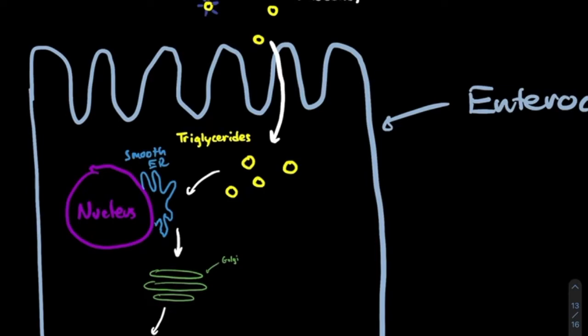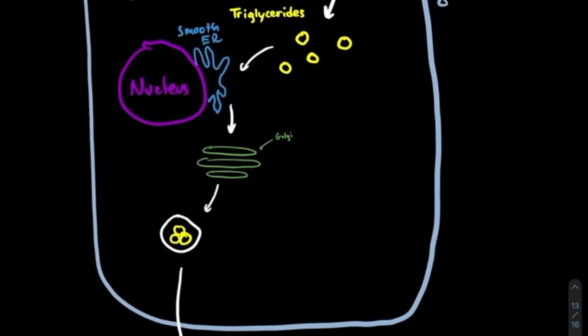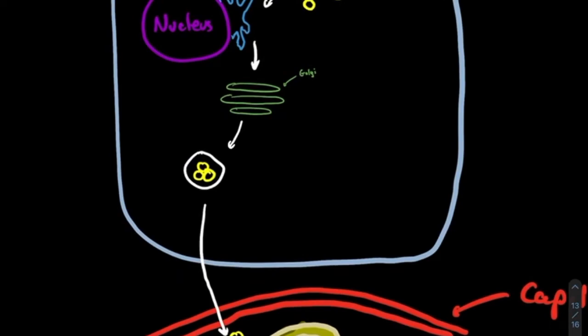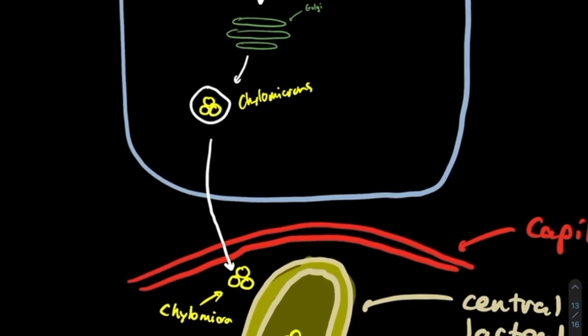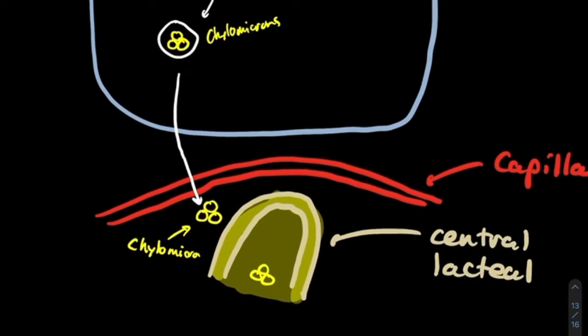So these micelles will enter our enterocytes as basically containing triglycerides and fatty acids and whatnot. They'll travel through the smooth ER before going through the Golgi apparatus, and then they're packaged into what are called chylomicrons, which are then secreted out of the enterocyte and enter the central lacteal to be drained out into the lymphatic system.